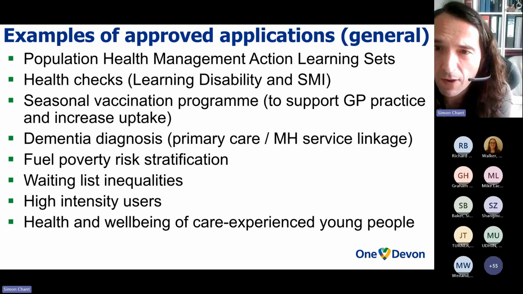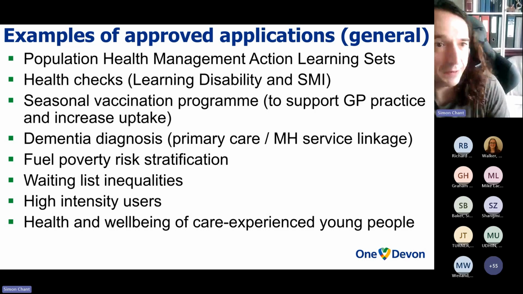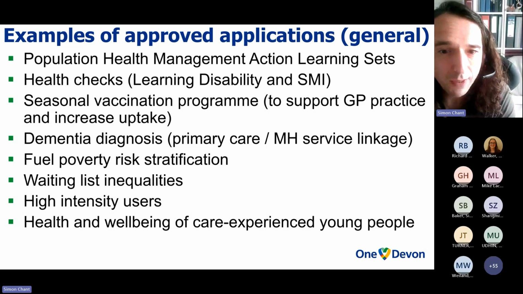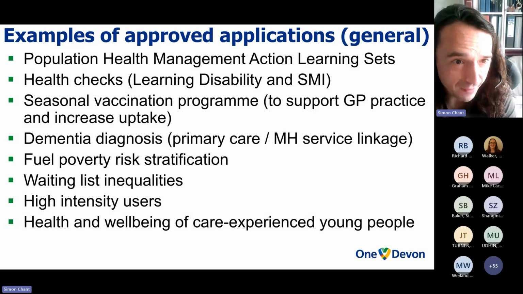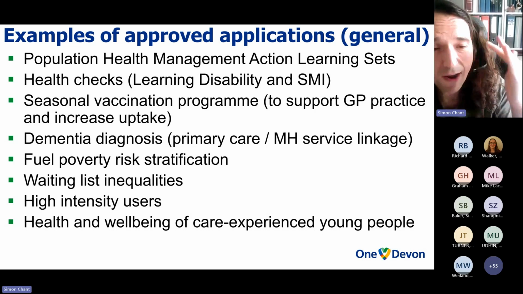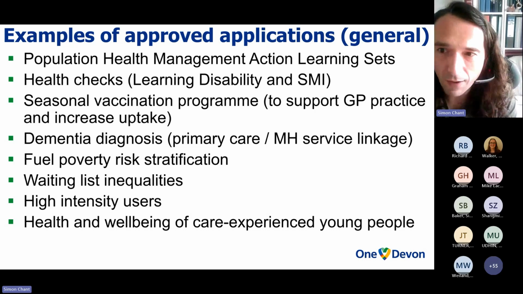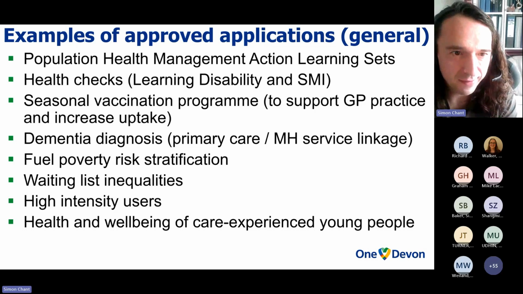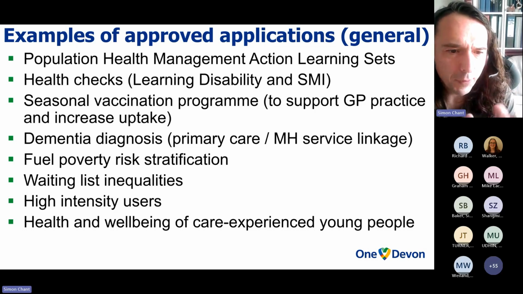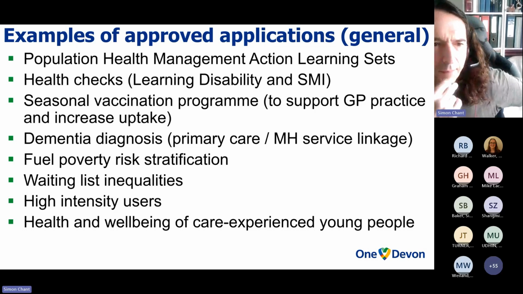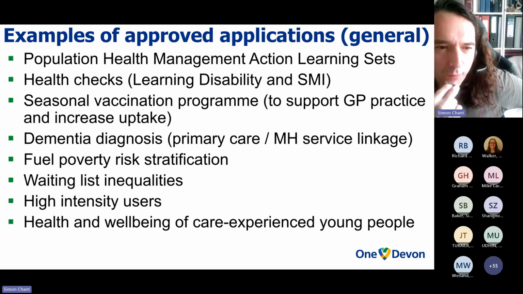Health checks around learning disability and serious mental illness. As an example, dementia diagnosis and making that kind of linkage between mental health and primary care services. A lot of work around seasonal vaccination programs, both for COVID and flu, in terms of supporting GP practice and increasing uptake, but then also a variety of other more needs assessment and inequality based applications.